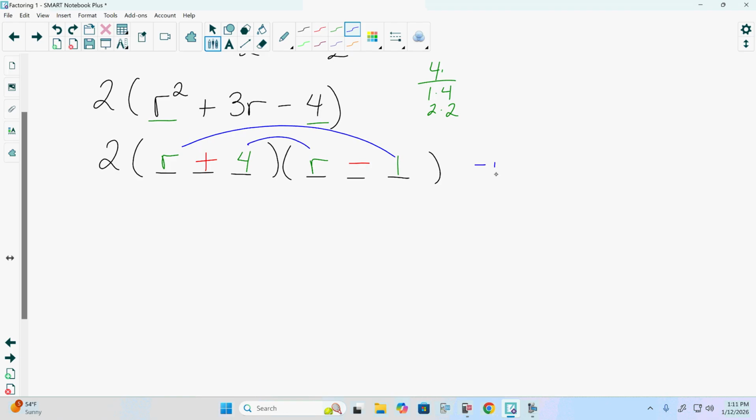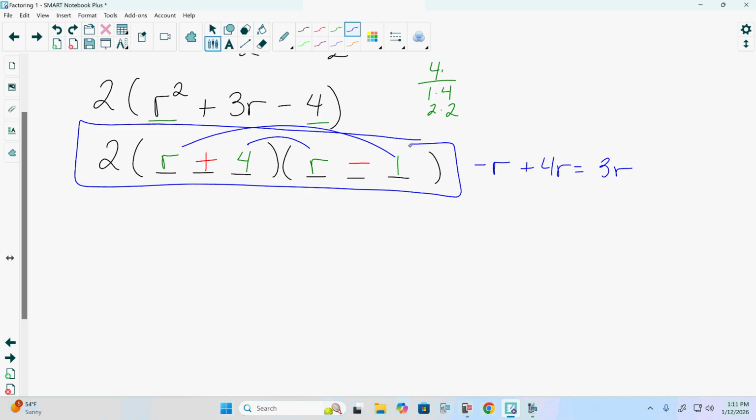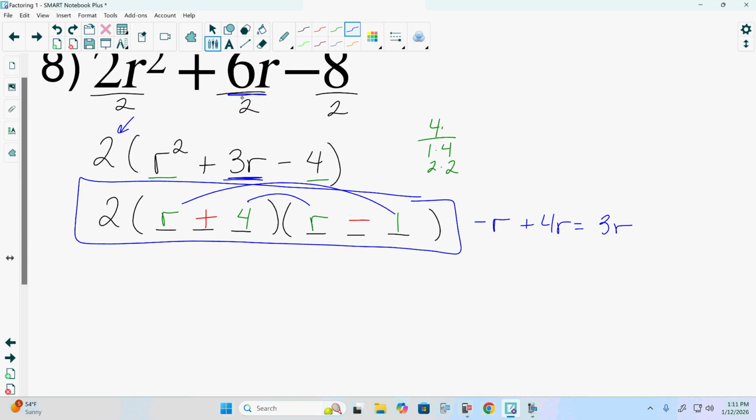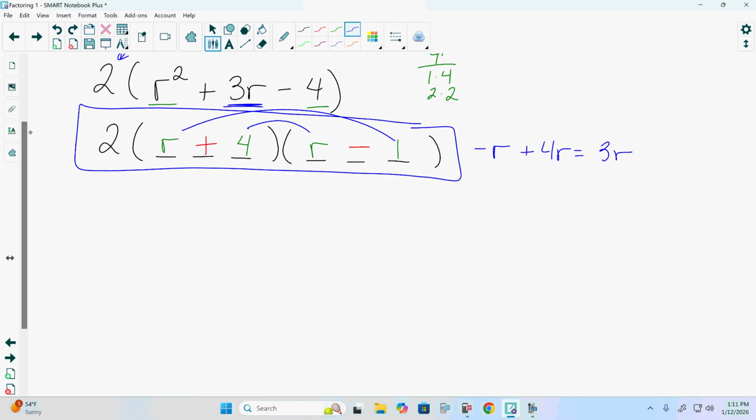R times negative 1 is negative r, negative 1r. 4 times r is going to be positive 4r. Negative 1 plus 4 gives us positive 3, which is the middle term we wanted. That tells us that 2 times r plus 4 times r minus 1 is the correct set of factors. And we're matching it up to the 3r because after taking out that greatest common factor of 2, we're not looking at 6r anymore. We're looking at 3.